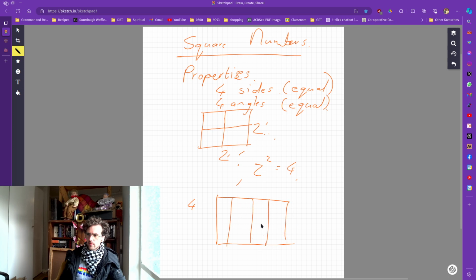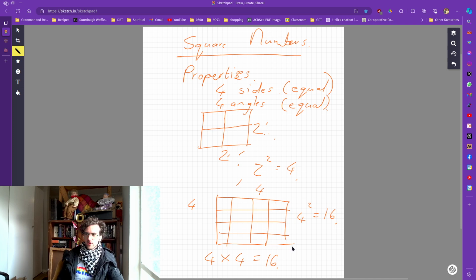Now we've got 1, 2, 3, 4, 5, 6, 7, 8, 9, 10, 11, 12, 13, 14, 15, 16. So 4 squared is equal to 16. Now, if 4 squared is equal to 16, look at this: 4 times 4 is also equal to 16. So that is how a square number works. Pretty simple, eh?